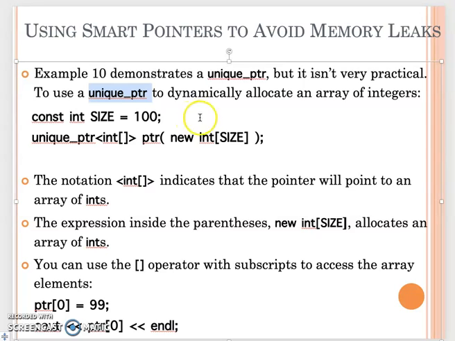So then you see the same thing. When you have your unique_ptr, your angle bracket will specify your data type. If you have an array, you just need to use the data type with the square bracket. So that's the data type. Here, your data type is an int array. When you create it with new, you do the same thing: you new your array with your size. So the notation in the angle bracket indicates the pointer will point to an int array.